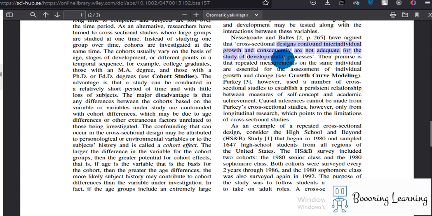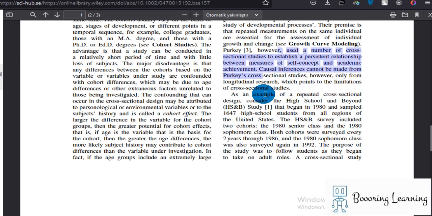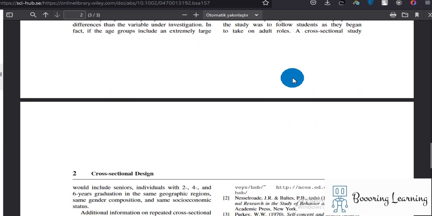However, some authors have argued that cross-sectional designs confound inter-individual growth and consequently are not adequate for the study of developmental processes. However, a number of cross-sectional studies are used to establish a persistent relationship between measures of self-concept and academic achievement. Causal inferences cannot be made from cross-sectional studies, only from longitudinal research, which points to the limitations of cross-sectional studies.